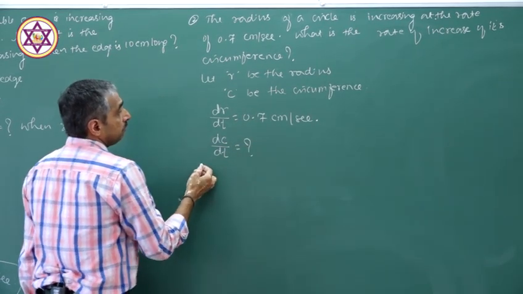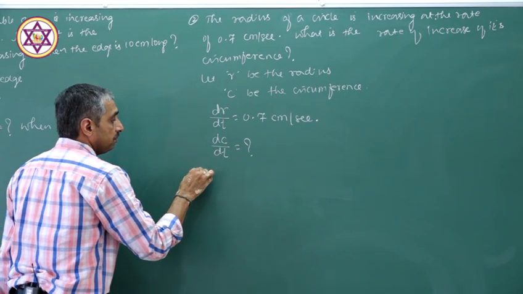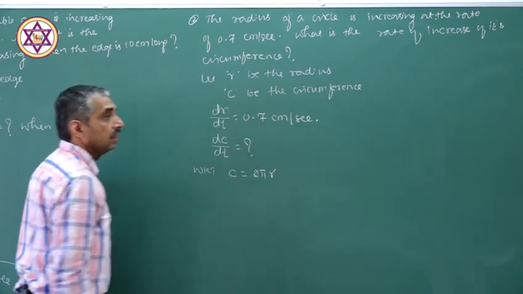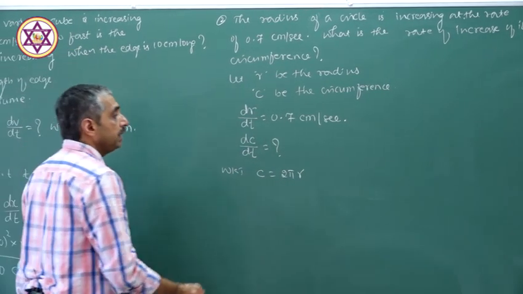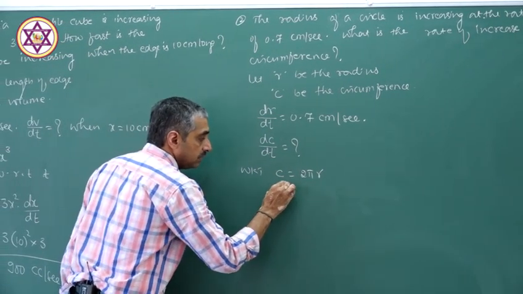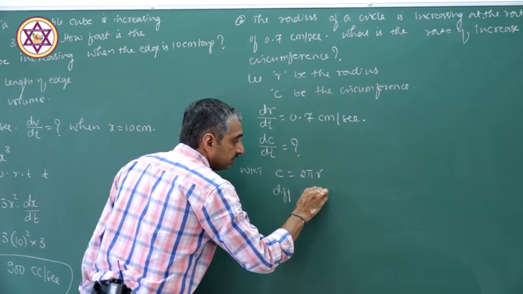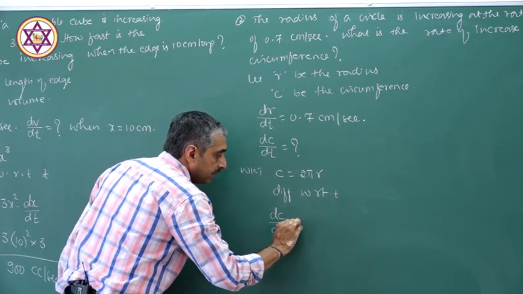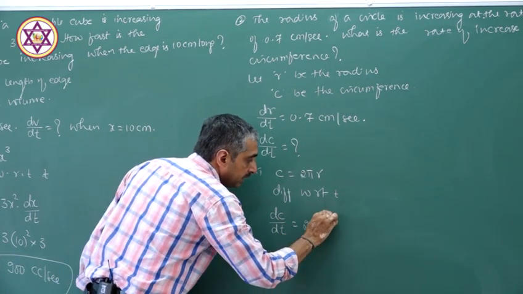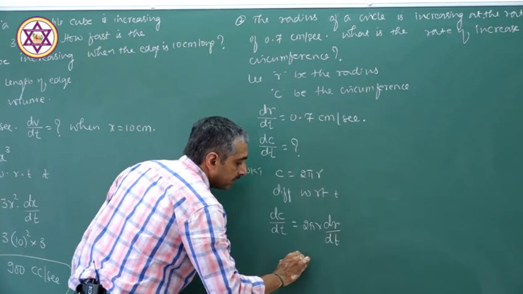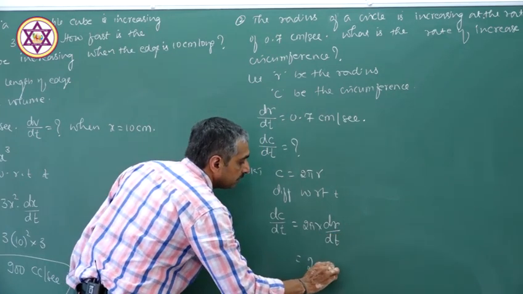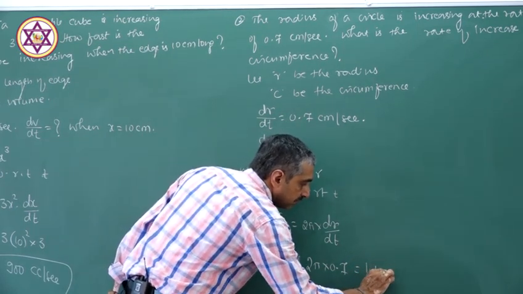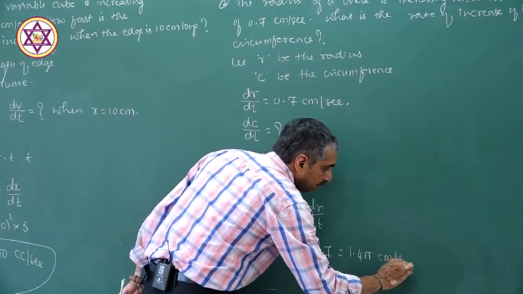Now we know the formula for the circumference of the circle. C is equal to 2 pi r. Once again differentiating this with respect to the variable t, what am I going to get? dC by dt is 2 pi into dr by dt. Dr by dt is given as 0.7, so it is 1.4 pi centimeter per second.